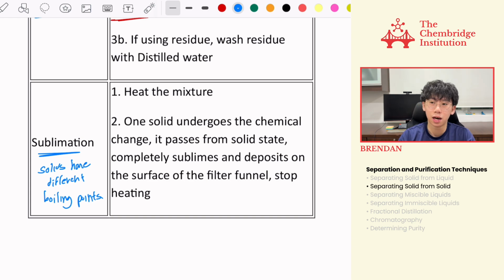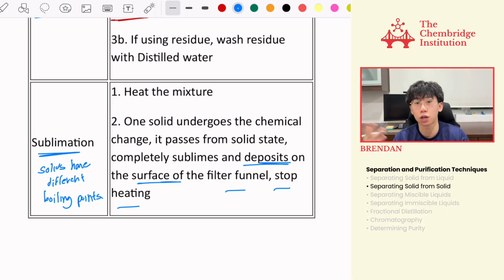And how we collect that gas that turns into a solid is we can deposit it on some cooler surface like a filter funnel, and then you will stop the heating afterwards once you collect the other solid. So deposition is the opposite of sublimation, right? When you collect the gas, the gas will cool down and become a solid again.